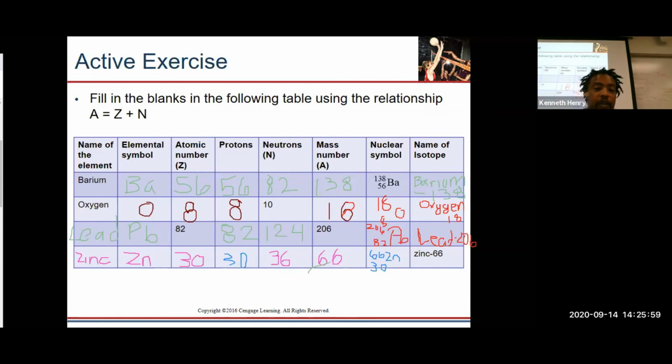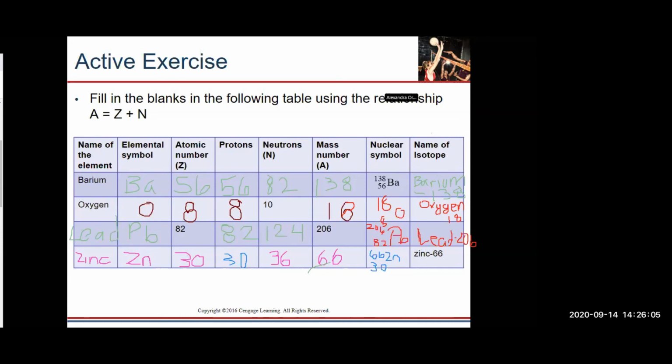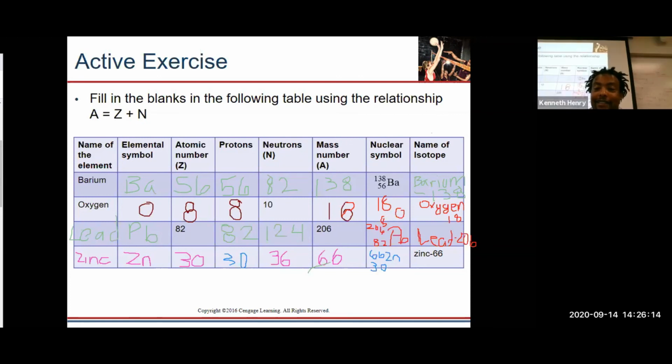Now I have a question. Are you and Alexandria related? You guys have the same last name. Not that I know of, unless she's a cousin of mine that I've never met. Okay. Total aside, I just thought I'd ask.